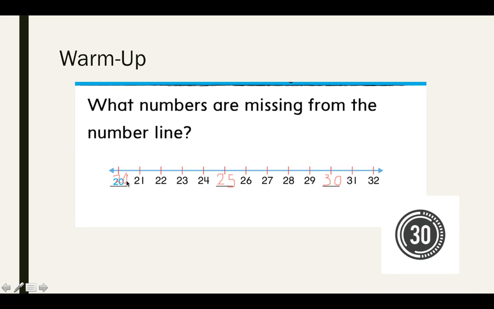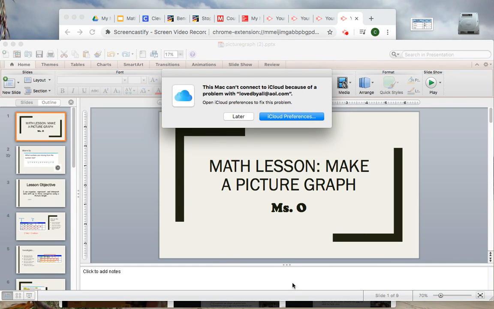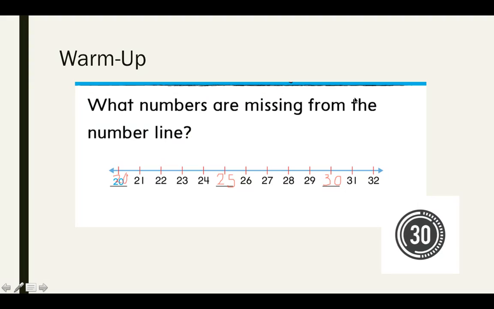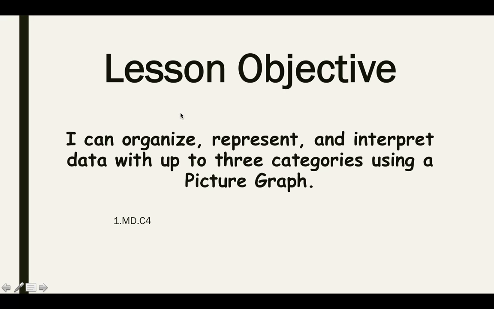Oh, yes, 20 was written over. Sorry about that, boys and girls. The next slide. 25, 30. Awesome. So for today, our lesson objective is: I can organize, represent, and interpret data with up to 3 categories using a picture graph.